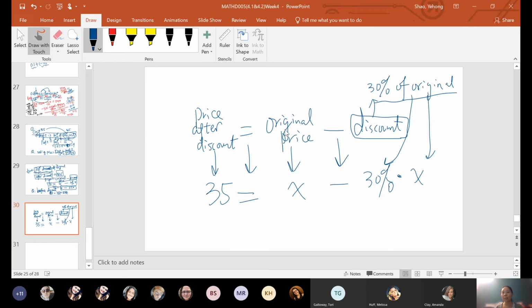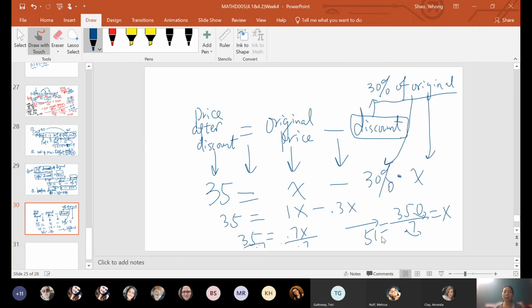Okay, so you will write this down and plug in numbers. And the rest of it will be the one we just did, minus 0.3x. So you're going to get 35 equals 0.7x, and divide both sides by 0.7. So you will have 35 divided by 0.7, which is, move the decimal point to the right one place. So you end up with 350 divided by 7. That gives you 50 as an answer.